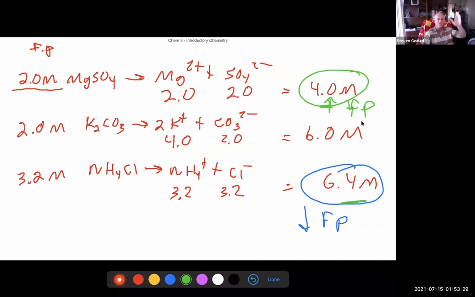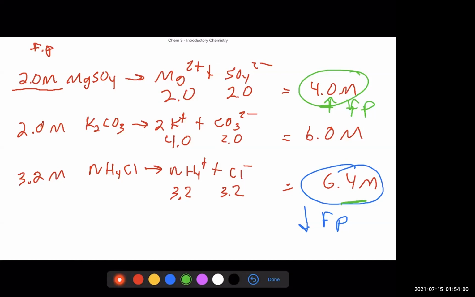Because it raises the boiling point and it lowers the freezing point. So the greater the number, the greater the amount you're going to lower the freezing point. The greater the number, the higher the amount for the boiling point. It's going to elevate the boiling point to the highest. So the change is going to be greater. So freezing point goes down, boiling point goes up. All right, make sense?